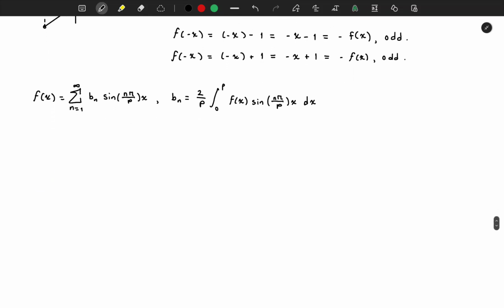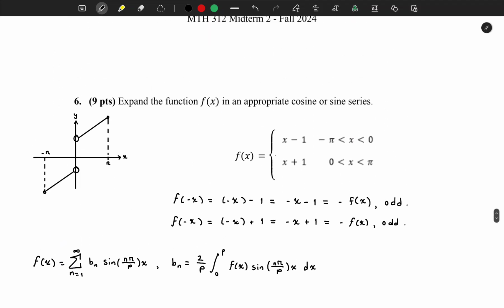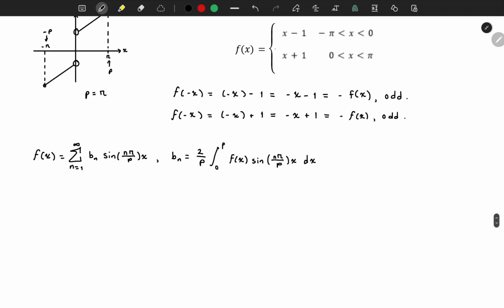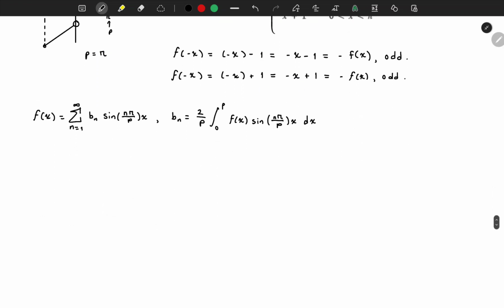But before we can start solving for that, we need to know what p is. Essentially, in the Fourier series, p is just the period. When we're doing the full Fourier series, we go from negative p to p, so this right here would be negative p, and this right here would be the positive p. So our p is essentially pi. There we go.